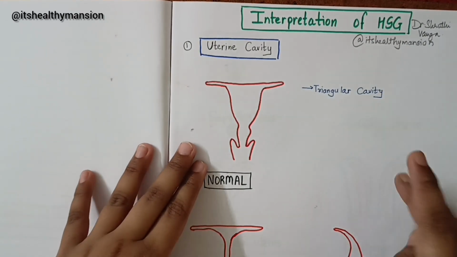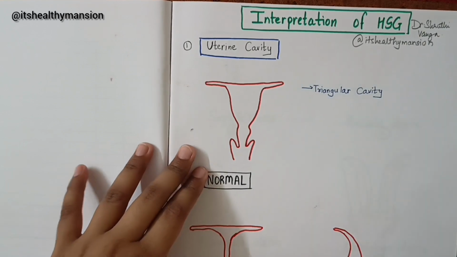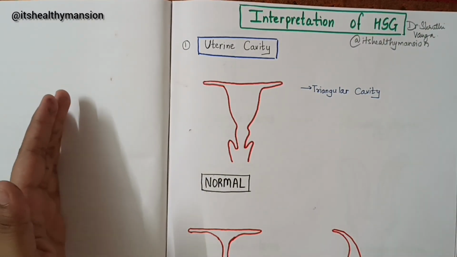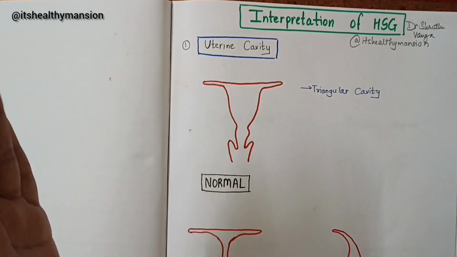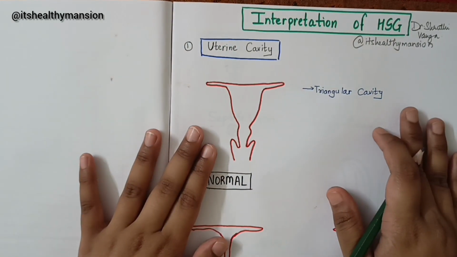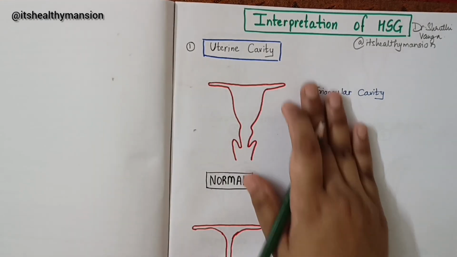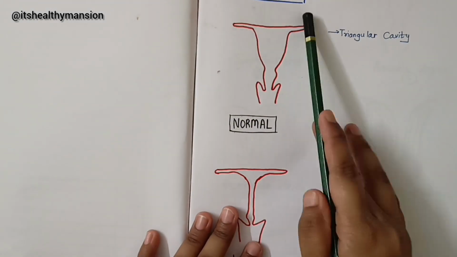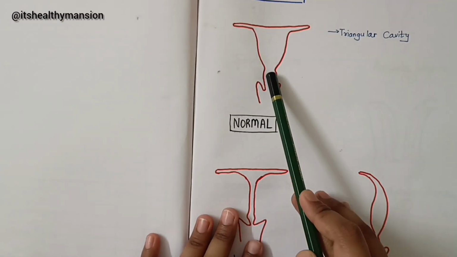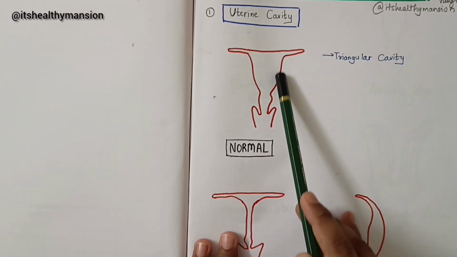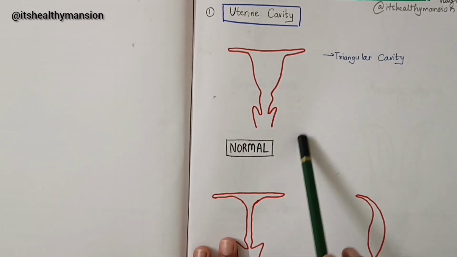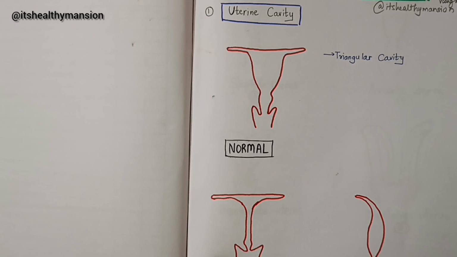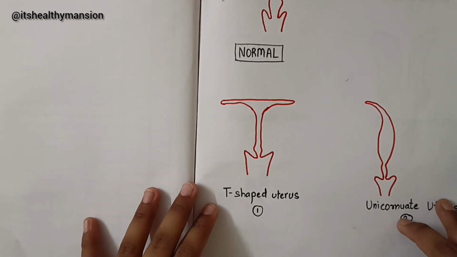So let's begin. First, I have divided this interpretation of HSG in two parts, where we are going to see uterine cavity abnormalities as well as fallopian tube abnormalities with their HSG film. So let's understand first what the uterine cavity is in a normal HSG. Whenever you see a uterine cavity, it is triangular in shape. Wherever you see a film where the cavity of the uterus is triangular in shape, it is normal. Now let's see what abnormalities you may see in the uterine cavity.